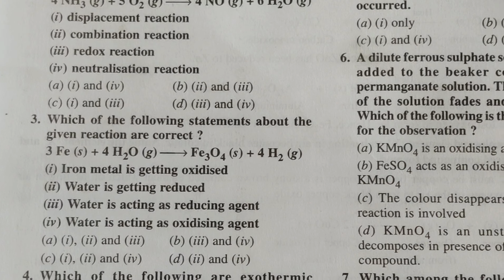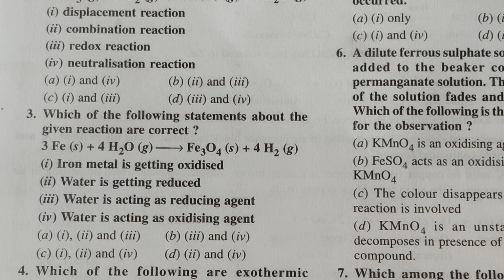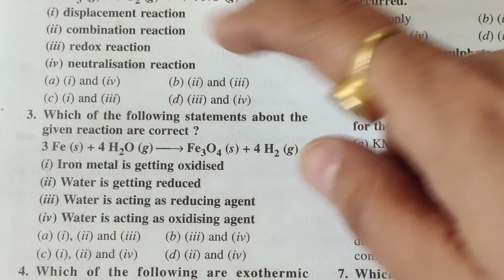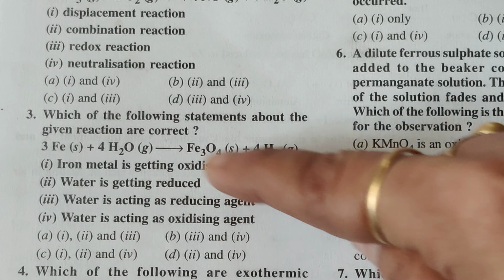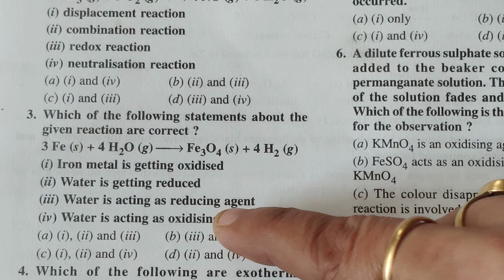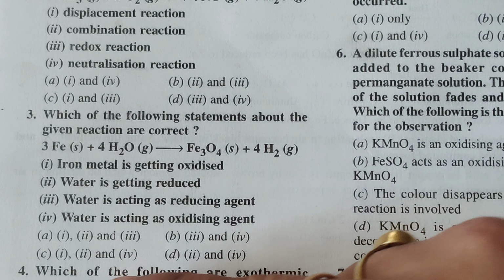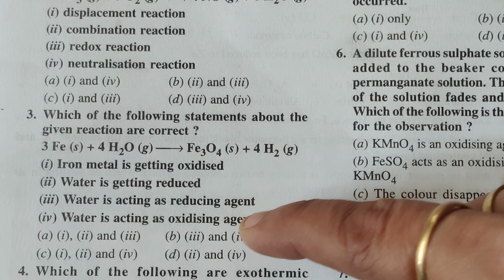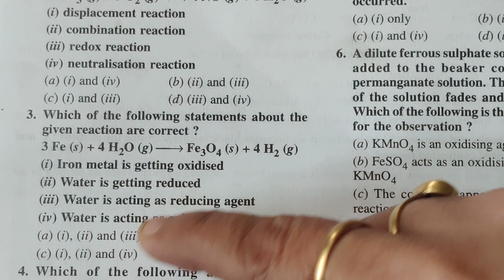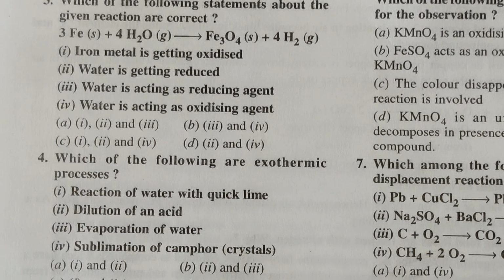Now next is: which of the following statements about the given reactions are correct? Fe plus 4H2O forming Fe3O4 plus H2. Iron metal is getting oxidized, yes, because oxygen is added into it. Water is getting reduced, yes, because oxygen is lost from here. Water is acting as a reducing agent, no, because it is reduced, then it must be an oxidizing agent. So water is acting as oxidizing agent, yes, correct. That is first, second and third. Option A here is the correct answer.